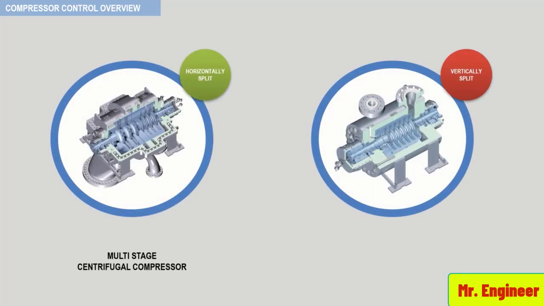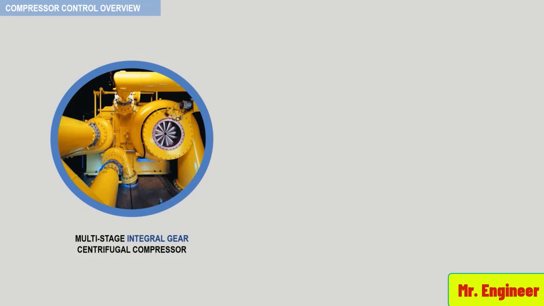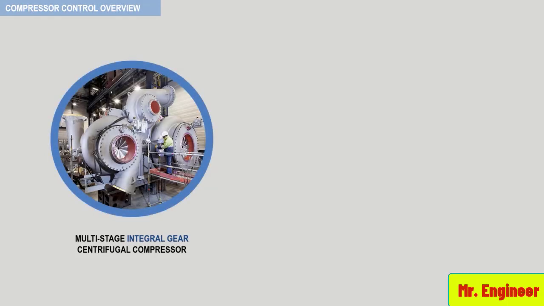For multi-stage centrifugal compressors, however, adjustable guide vanes are not usually employed, since their effectiveness is limited only to the first stage. One exception is in multi-stage integral gear centrifugal compressors. In this design, accessibility to the inlet of each stage for guide vanes is available, and so they can be employed.